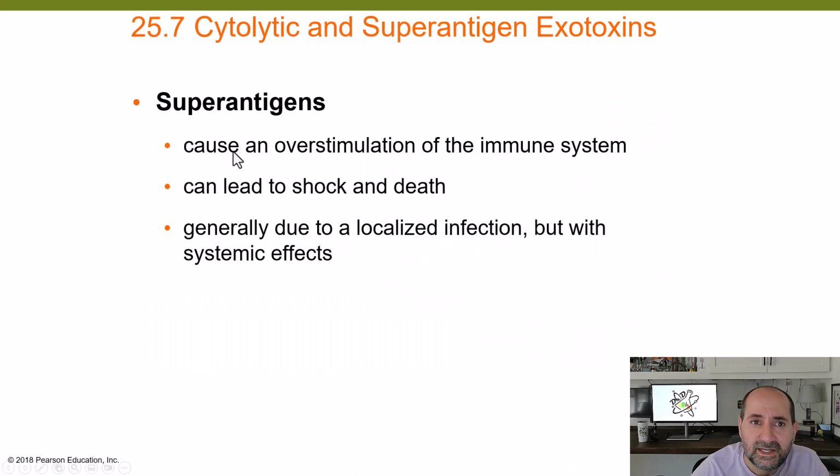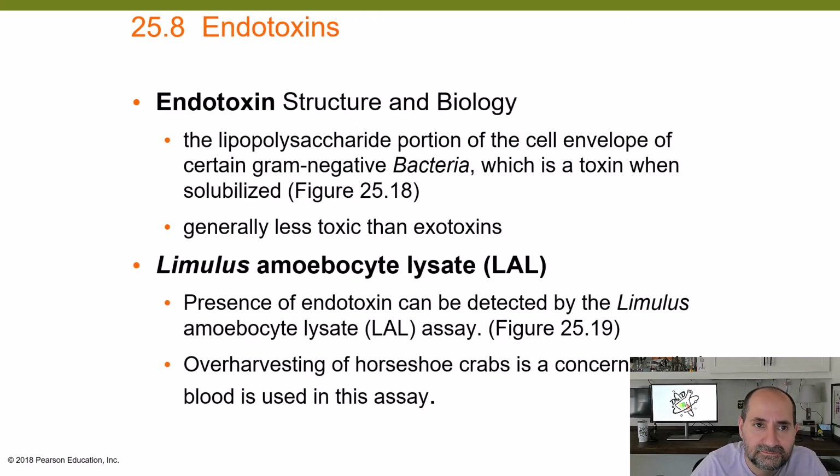And lastly, the last type of toxin: superantigens, right? Superantigens cause an overstimulation of the immune system, which can lead to shock and death, generally due to localized infection, but with systemic effects. So here, superantigens involve the immune system. They can overstimulate the immune system, and this can have adverse effects, really deleterious effects on the host.